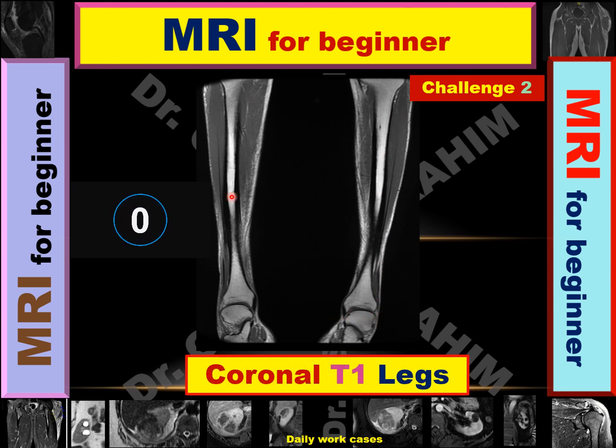This is a coronal T1 image because only fat is bright. However, the articular cartilage, which contains fluids, is dark, and this is the legs, both legs. So this is coronal T1 both legs.